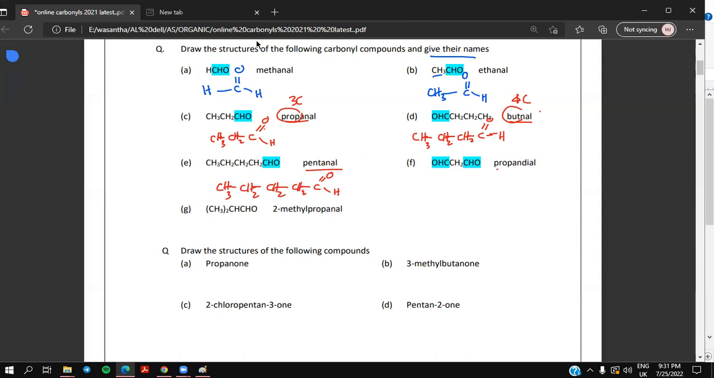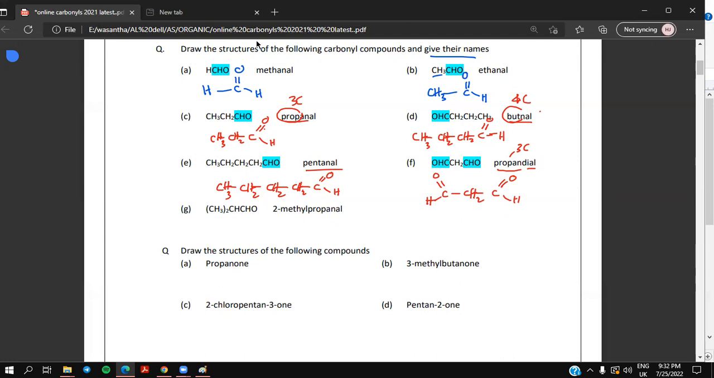Now this is propanedial. Prop means 3 carbon. So let me draw 3 carbon atoms first. Propanedial means there are 2 aldehyde groups, one on the right hand side, one on the left hand side. And in the middle we have CH2. This is propanedial.